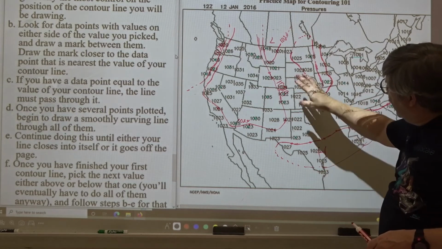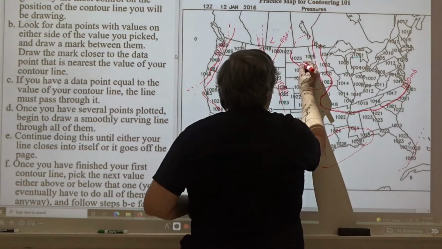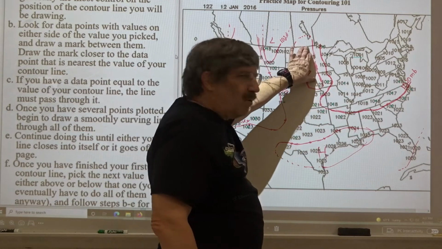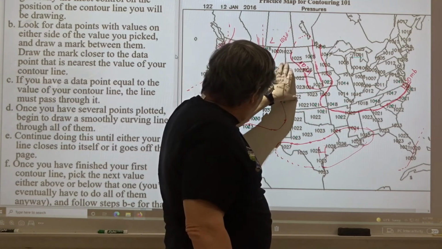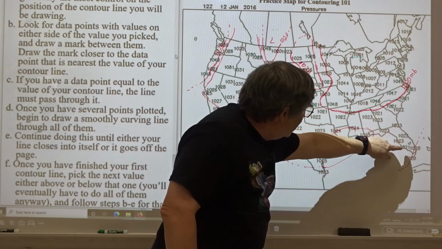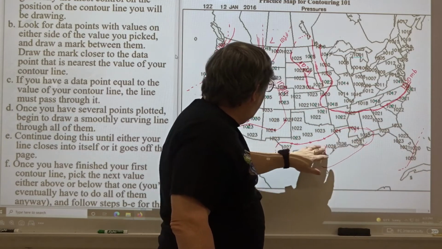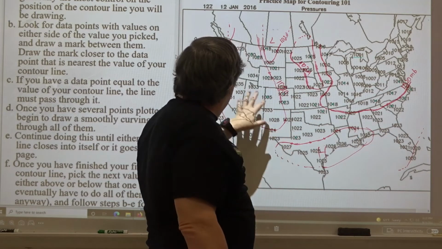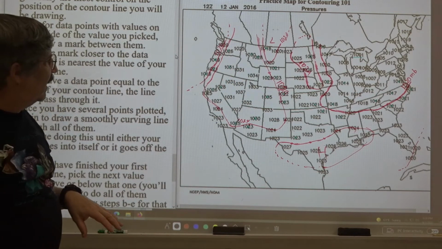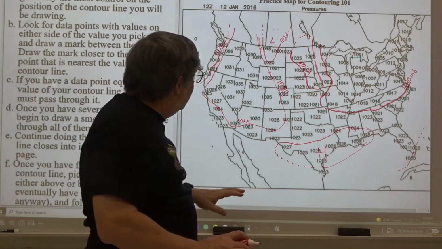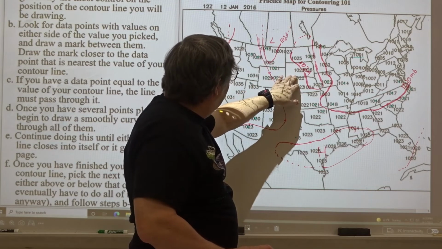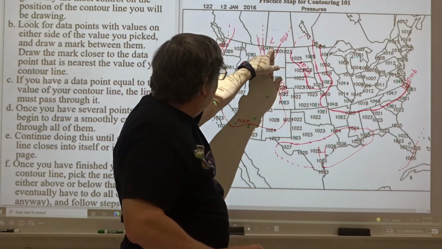And now we can see this is, again, 1024. These values are all greater than 1024. These values are all less than 1024, until we get here, then they're less than 1020. These values are all greater than 1024. These values are all greater than 1024. Okay? We are honoring the data. So we have a trough of low pressure here, a weak trough, but it's a trough, and it continues on up to even lower pressure here.